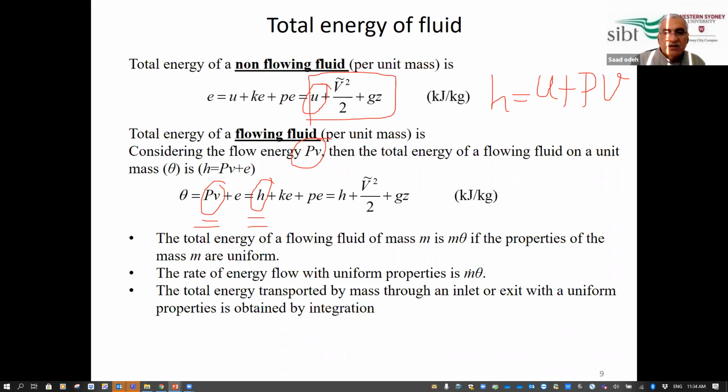Okay, so the total energy of flowing fluid per kilogram, we can multiply it by m dot. If I multiply the equation by m dot, I can give this in kilojoule per second, because m dot is kilogram per second, multiplied by kilojoule per kilogram gives me kilojoule per second. Any question?